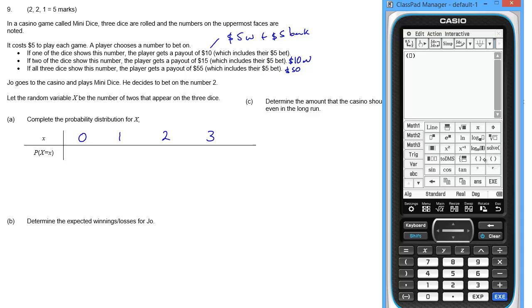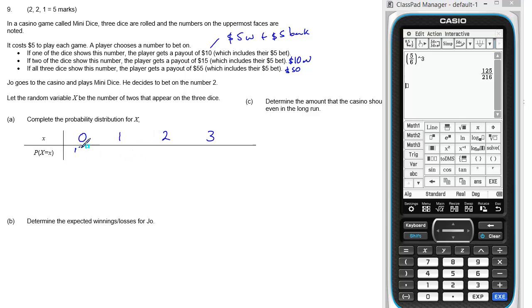So that's going to be 5/6 cubed. So that's 125 over 216.